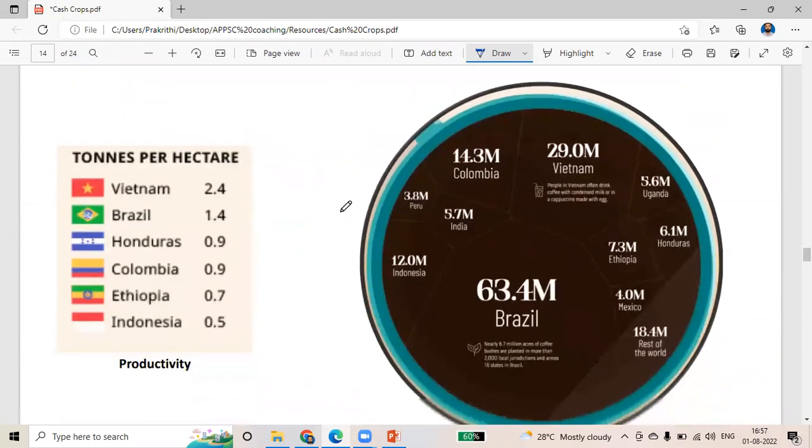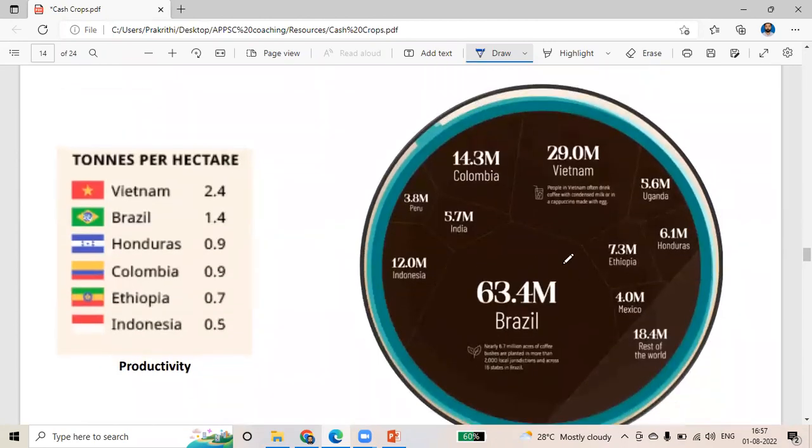If you look at this, 63.4 million acres of land is in production in Brazil in the first place. Second comes Vietnam, third, if you look here, the rest of the world altogether 18.4, and then Colombia comes. India is almost 5.7.